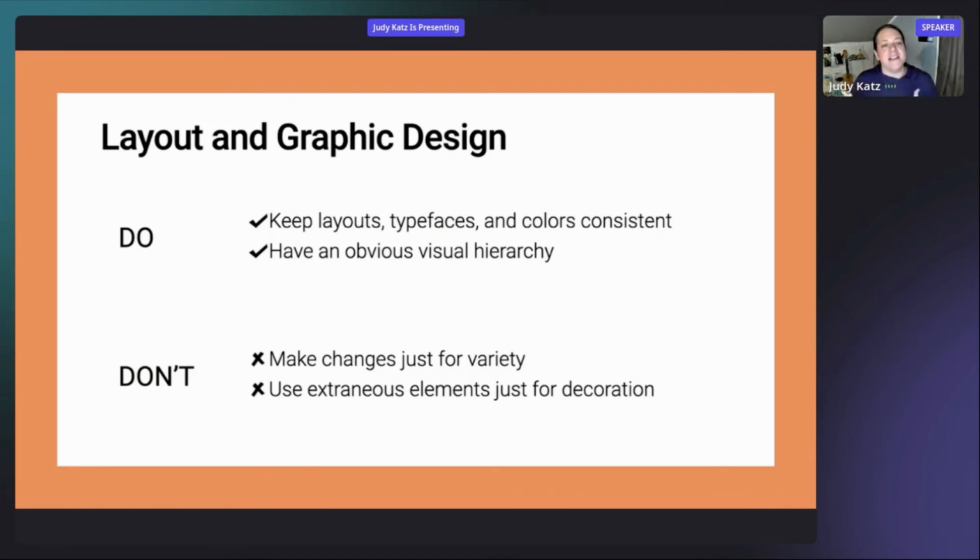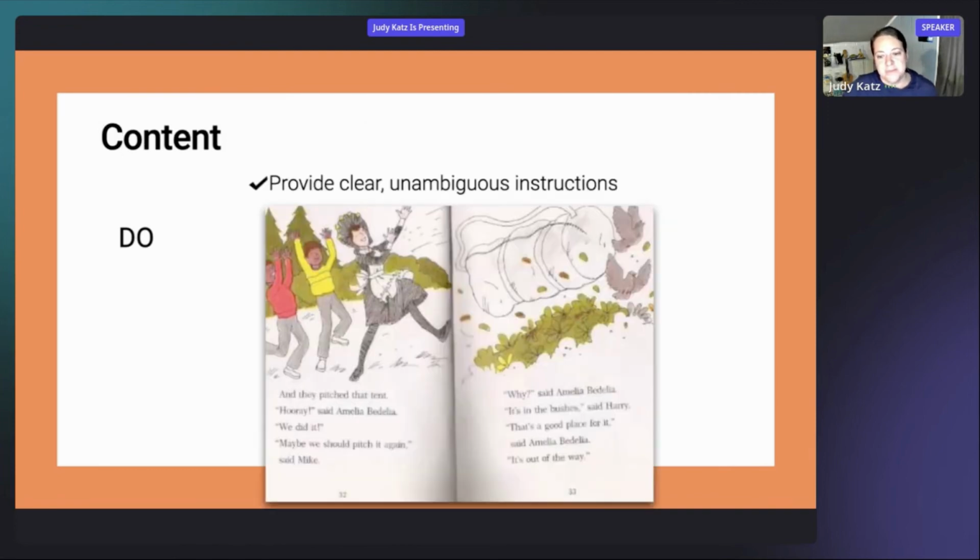Even if you have a lot less text on one slide than the slide before it, keep it at the same size, so that we don't think that things just got a lot more important, or fall into a different category. Keep things consistent, have an obvious visual hierarchy. If you're making a change to appearance, do it because there's a reason, not just for variety or decoration.